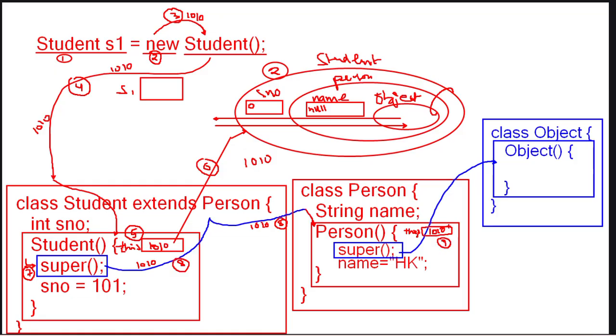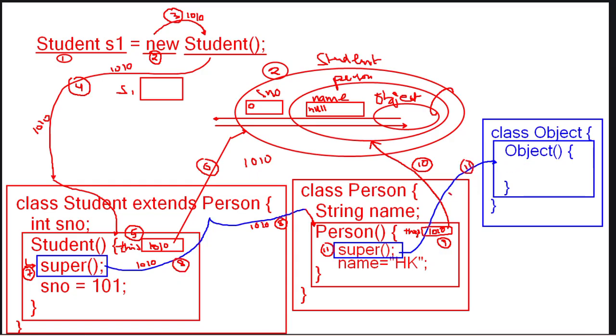Now this 1010 will be pointing to which memory? Student class or person class? Person class. Why? In the person class, this variable is of type Person. That's pointing to person class memory, 10th step. And then 11th step, the super call happens. Now control is going to the object class.